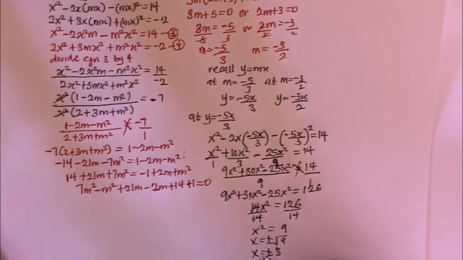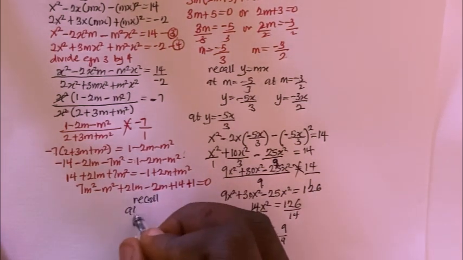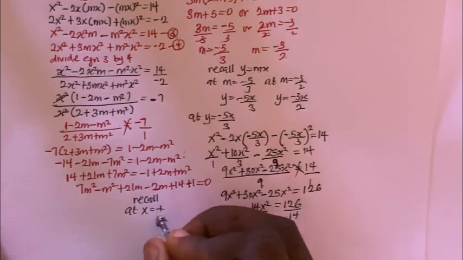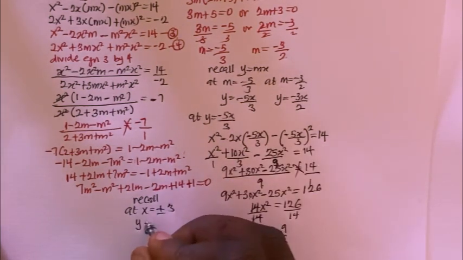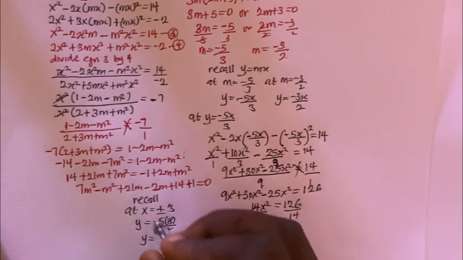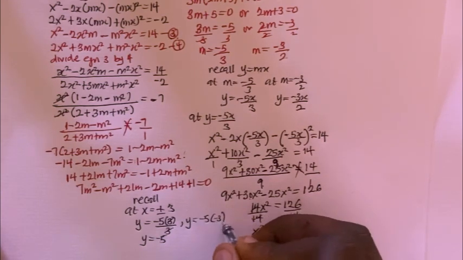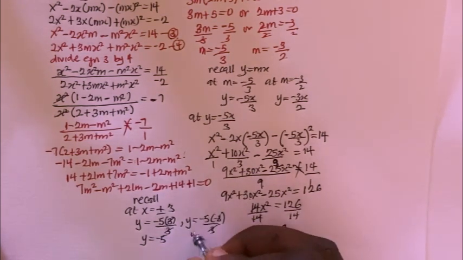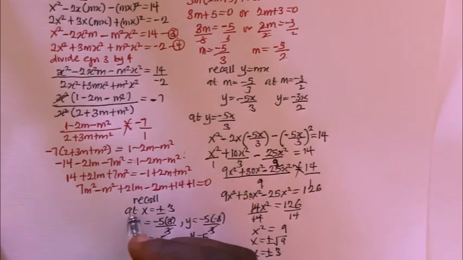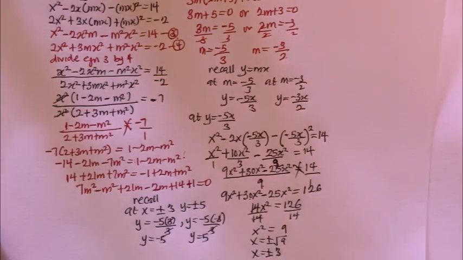Now, since we got the value of x to be plus or minus root of 3, plus or minus 3, we can now say, recall, at x equals plus or minus 3, our y equals minus 5 x divided by 3. This cancels this, then y equals minus 5. Similarly, y equals minus 5 into brackets minus 3, divided by 3. So this cancels this, and we are going to have y equals 5. So that means at x equals plus or minus 3, then y equals plus or minus 5. That's it.